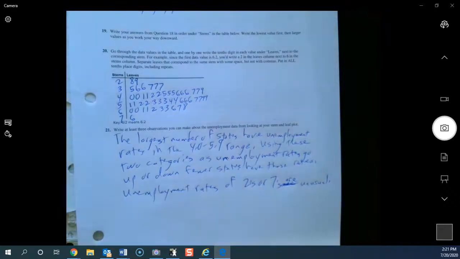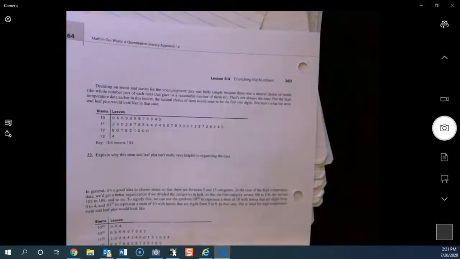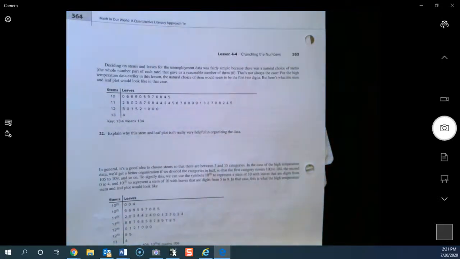Okay, so now move here to 22. It says deciding on stem and leaves for the unemployment data was fairly simple because there was a natural choice of stems, the whole number parts of each rate. They gave us a reasonable number of them, 6. That's not always the case. For the high temperature data earlier in this lesson, the natural choice of stem was seen to be the first 2 digits. But here's what the stem and leaf plot would look like in that case.